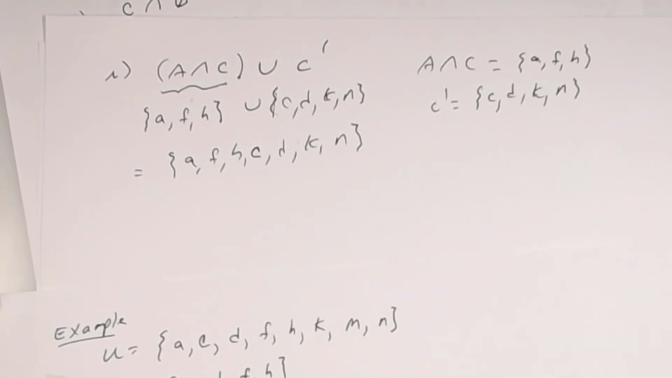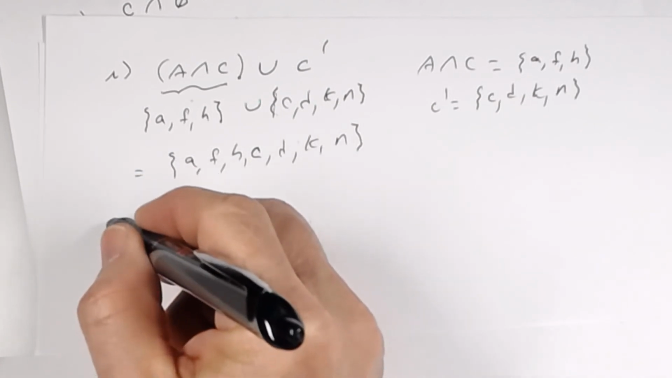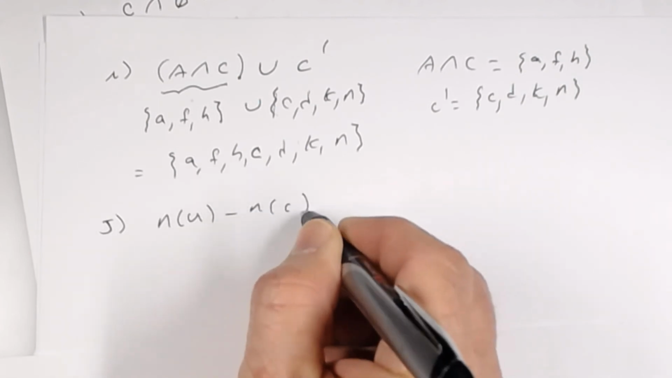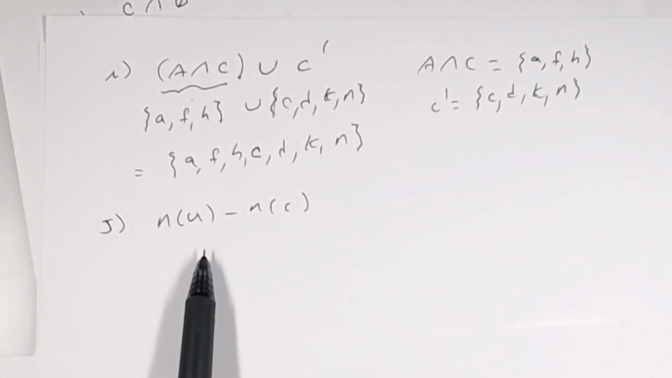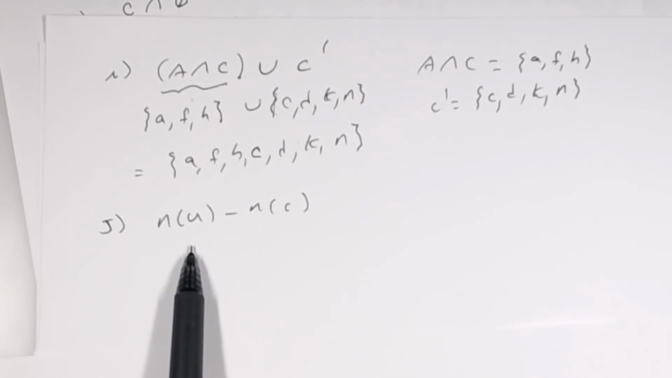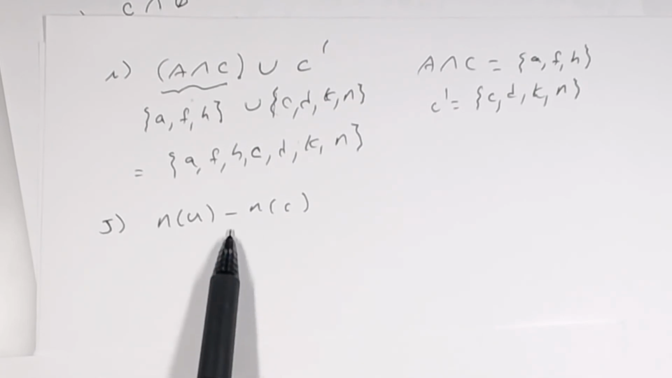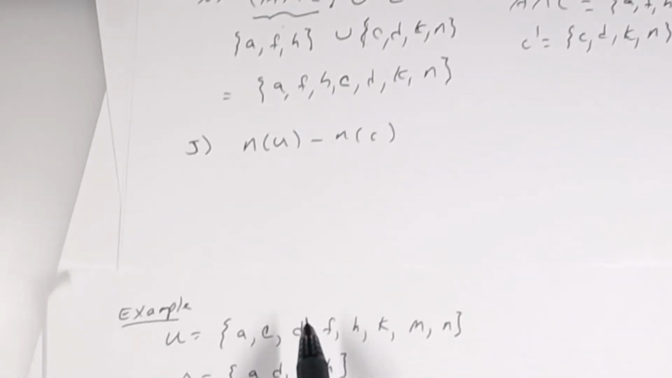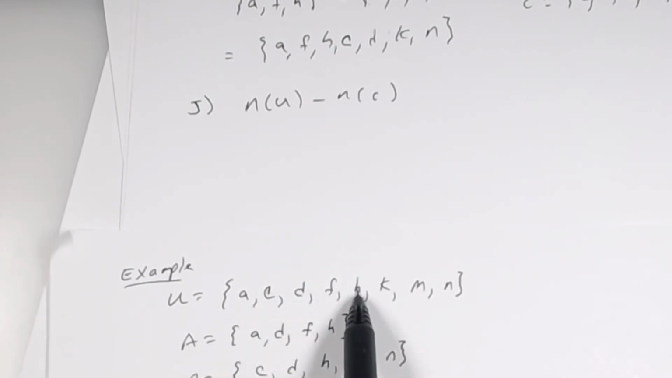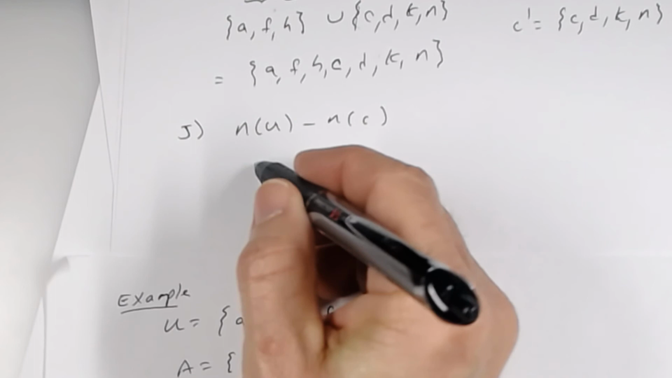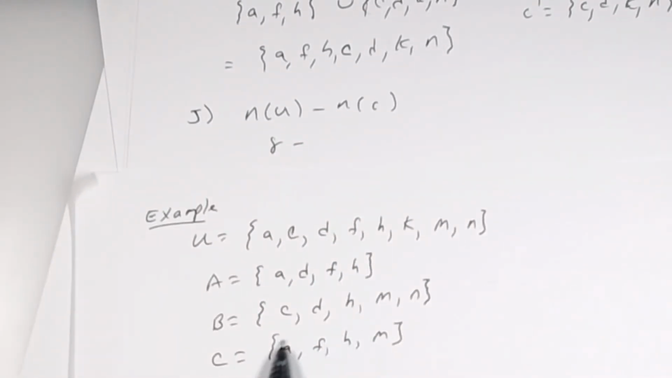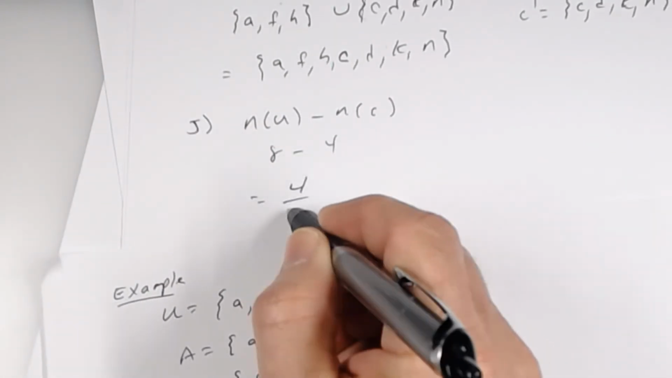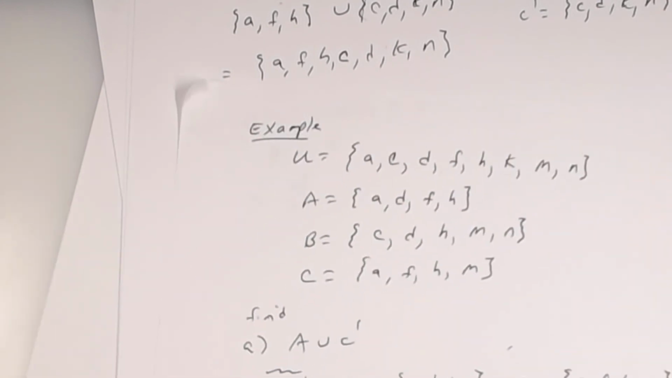All right. And then J, what is this right here? Do you remember what that stands for? The cardinality of the universal set subtract the cardinality of C. So what's the cardinality of the universal set? 1, 2, 3, 4, 5, 6. There are 8, is that right? Subtract. What's the cardinality of C? 4. So what do I get? 4? All right.